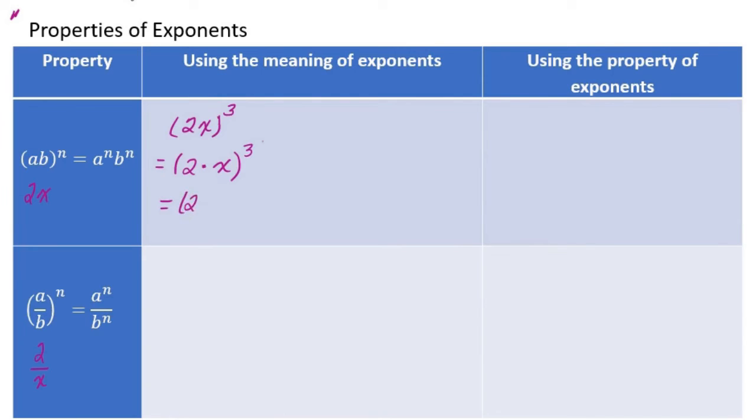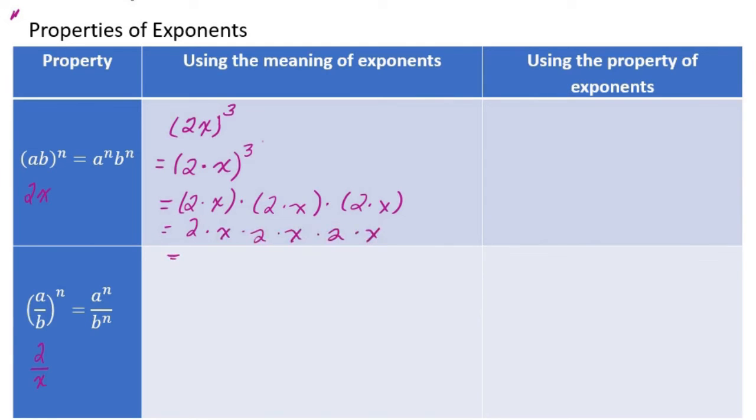So what we have is 2 times x times 2 times x times 2 times x. Now those dots are a little bit excessive. We don't need quite so many, but I wanted to make it clear that we have everything inside the brackets multiplied by itself 3 times due to the exponent of 3. Do we really need those brackets? No, we don't. This is really just 2 times x times 2 times x times 2 times x.